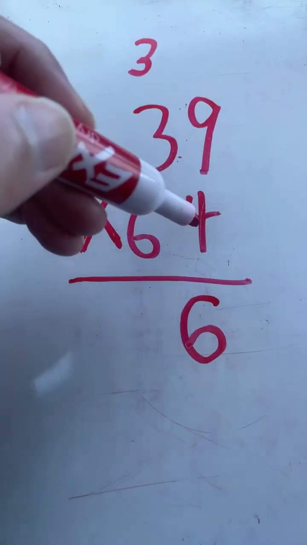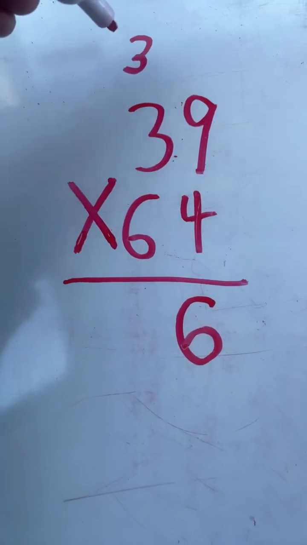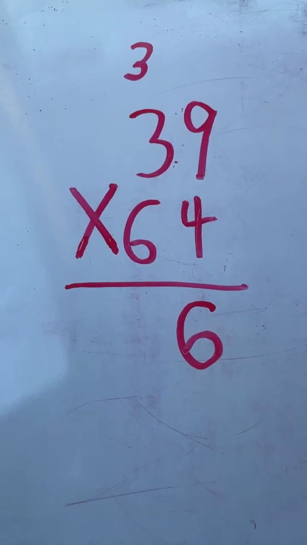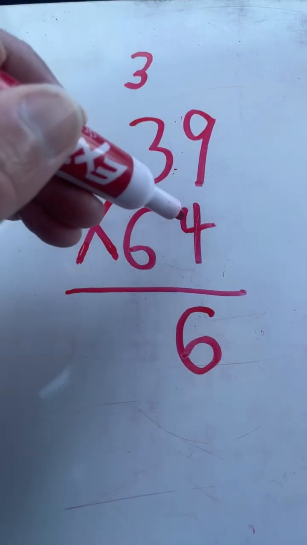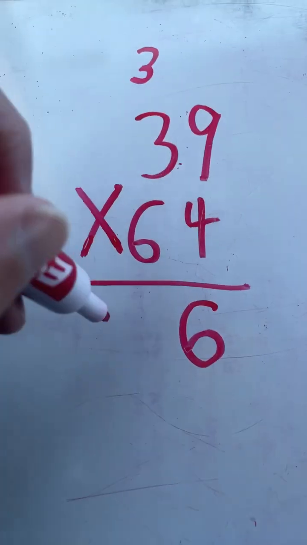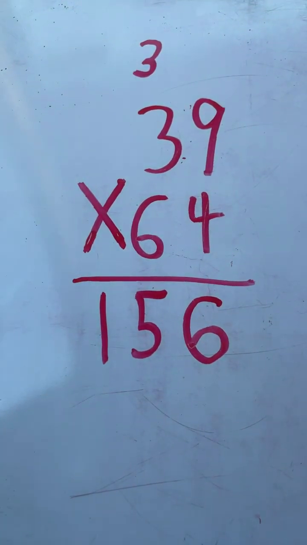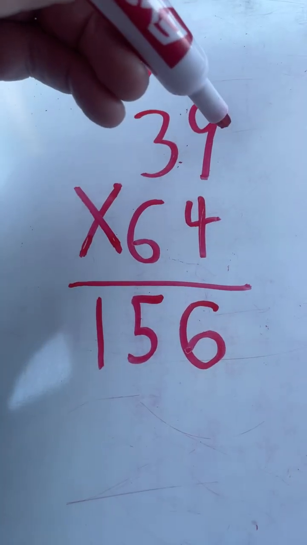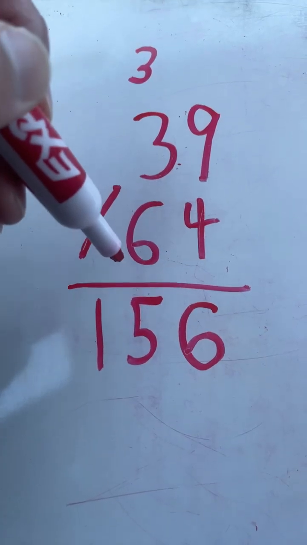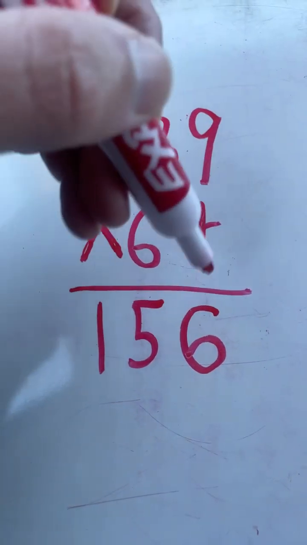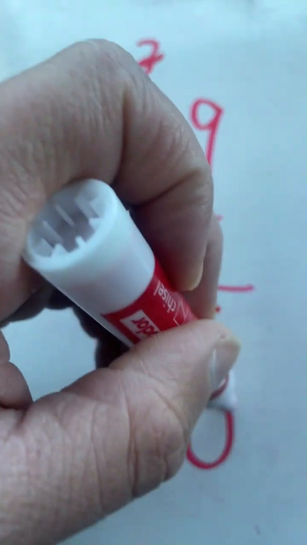Next, we're going to multiply 3 times 4, and we have to add the 3 that we carried over to our answer. 3 times 4 equals 12. 12 plus 3 equals 15. Next, we're going to multiply the top two digits times the bottom digit in the tens place. Now, since both digits in the ones place have already been multiplied, we're putting a 0 in the ones place.